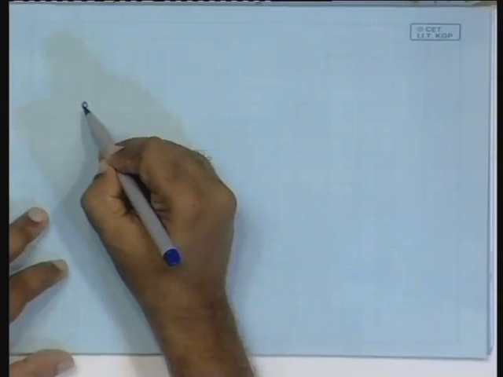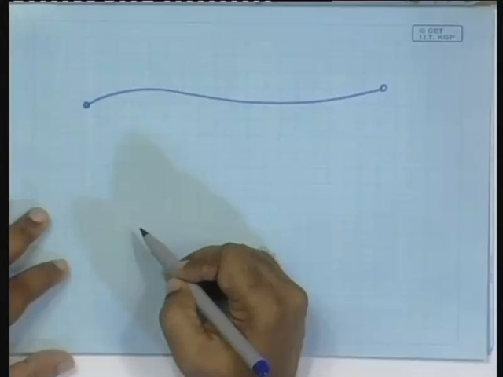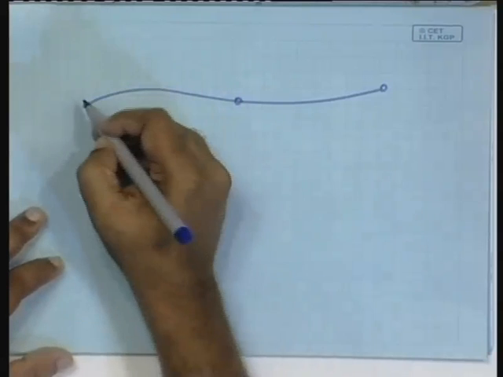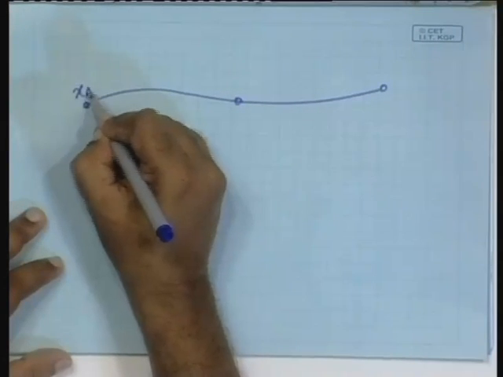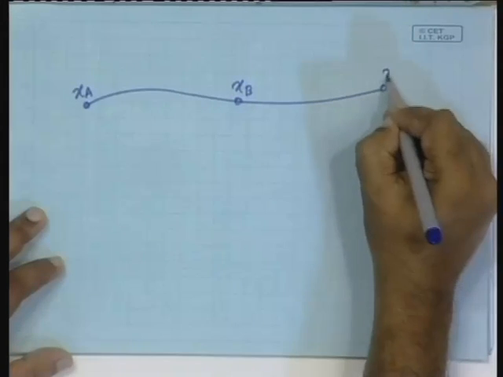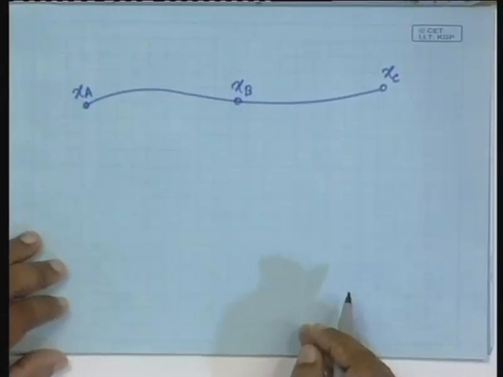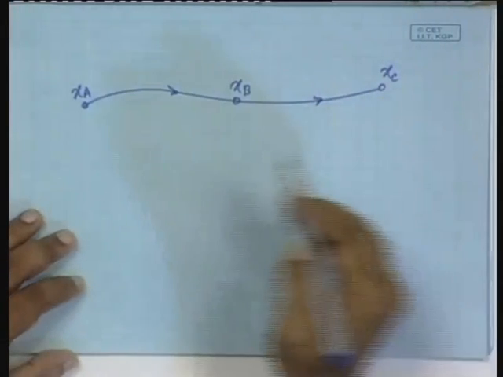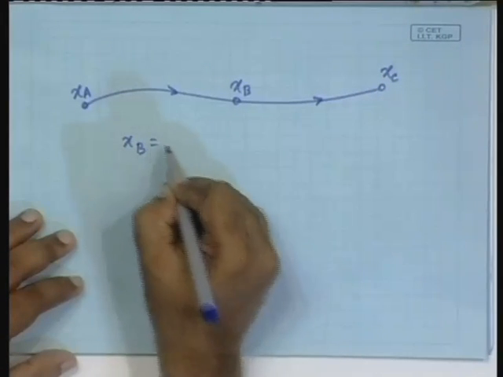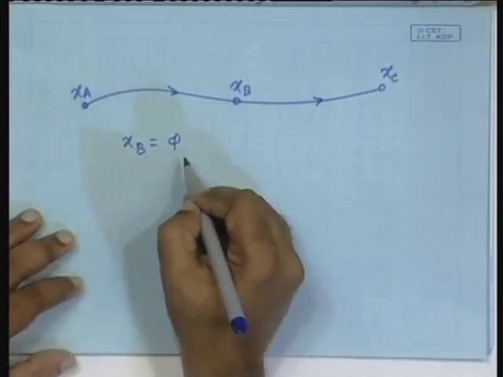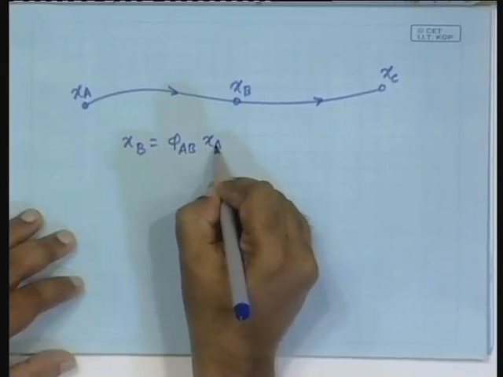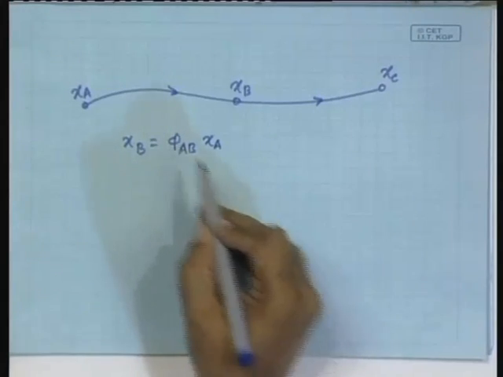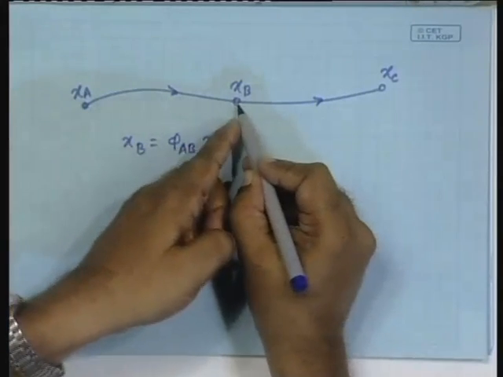So, in general, the state transition matrix has the property that if you have a travel from this point to this point via this point, so we will say this is say x a, and this is x b, and this is x c. This state travels in the state space through this, then we can write that x b is equal to the state transition matrix phi a b times x a. So, this is the role of the state transition matrix, that it takes the state to the state later.